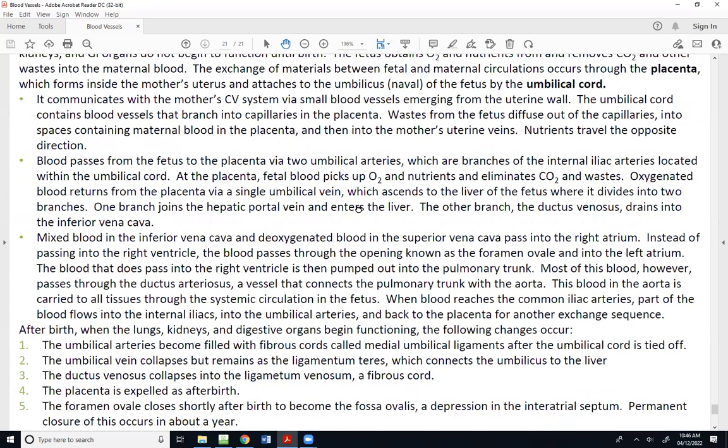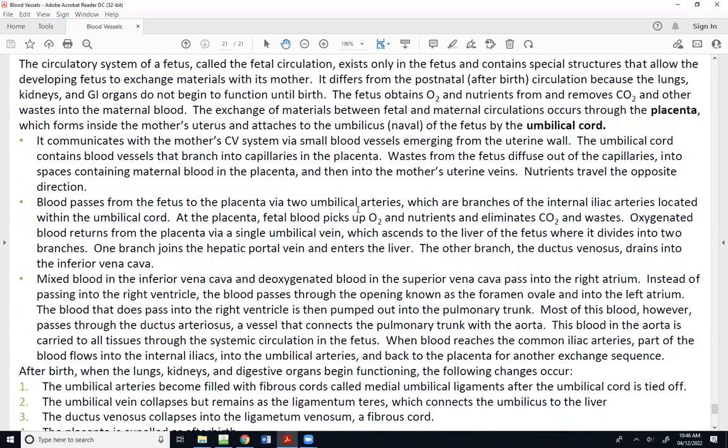All right, the circulatory system or cardiovascular system, same thing, of a fetus is called fetal circulation. It exists only in the fetus and contains special structures that allow the developing fetus to exchange materials with its mother. So we're talking about a baby inside mama's tummy, inside the womb, okay? And we have mentioned a little bit about some of this stuff already back when we talked about the heart the other day.